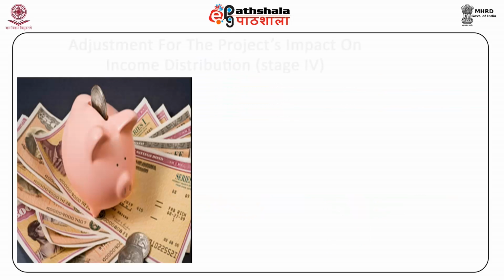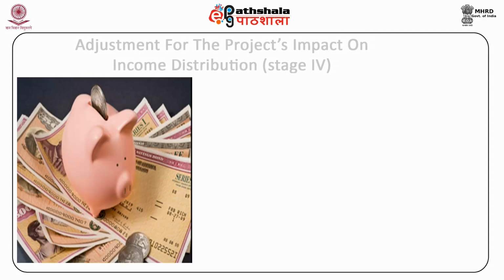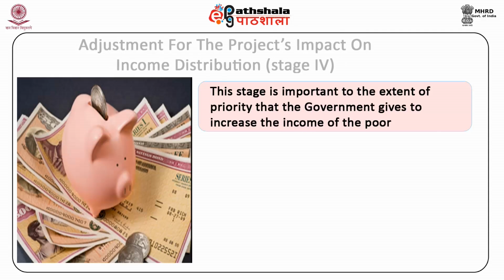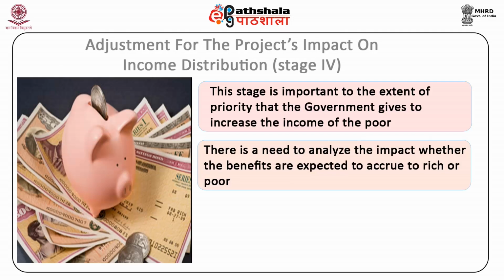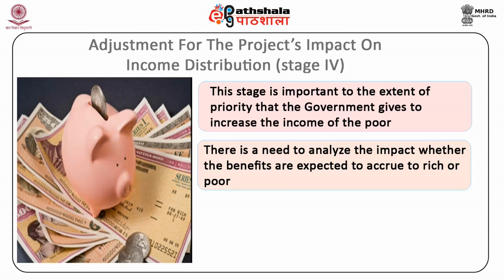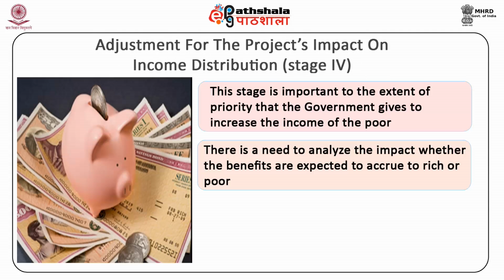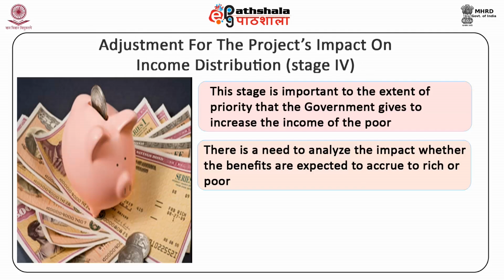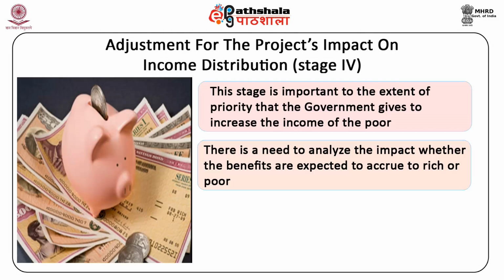Now, we will discuss the adjustment for the project's impact on income distribution, Stage 4. This stage is important to the extent of priority that the government gives to increasing the income of the poor. There is a need to analyze the impact, whether the benefits are expected to accrue to rich or poor. When the government has not been able to accomplish the distribution of income directly and efficiently through macroeconomic policy measures such as taxes and subsidies, then high priority is given to this aspect while selecting projects.